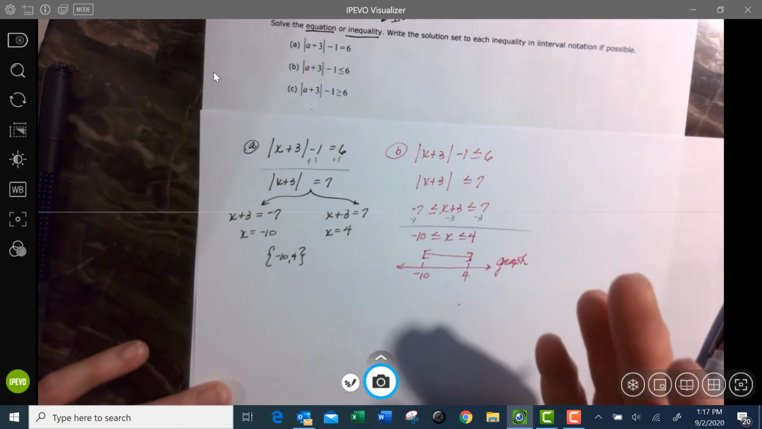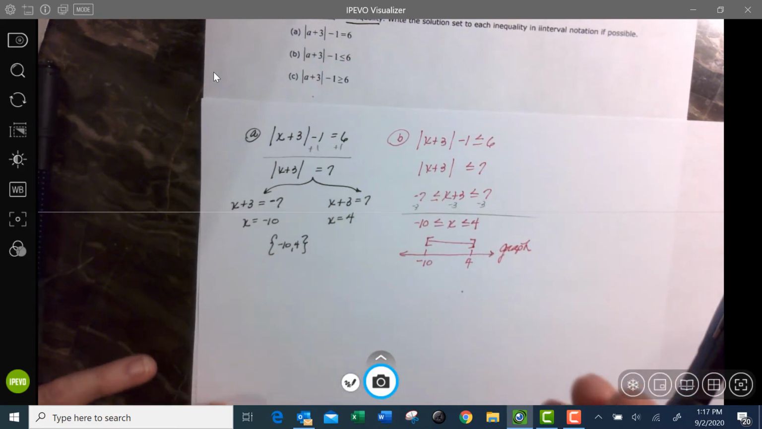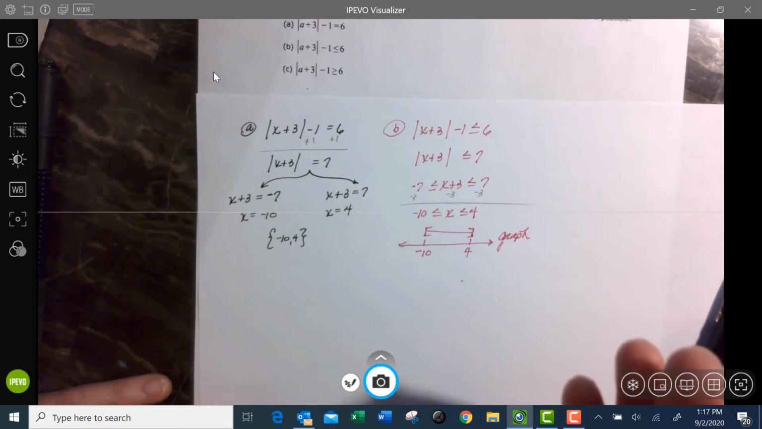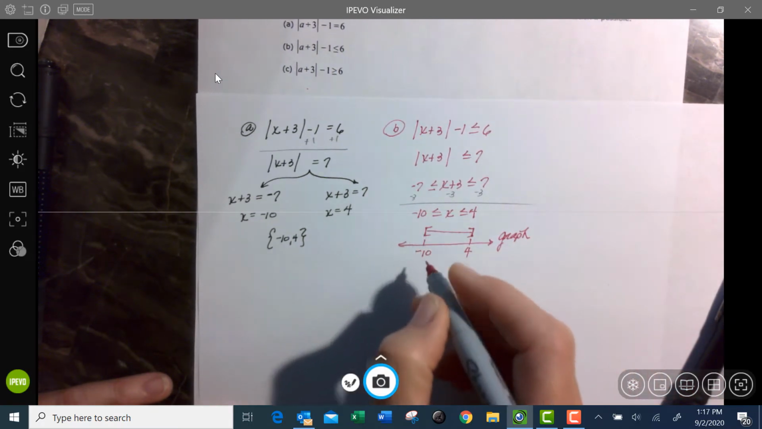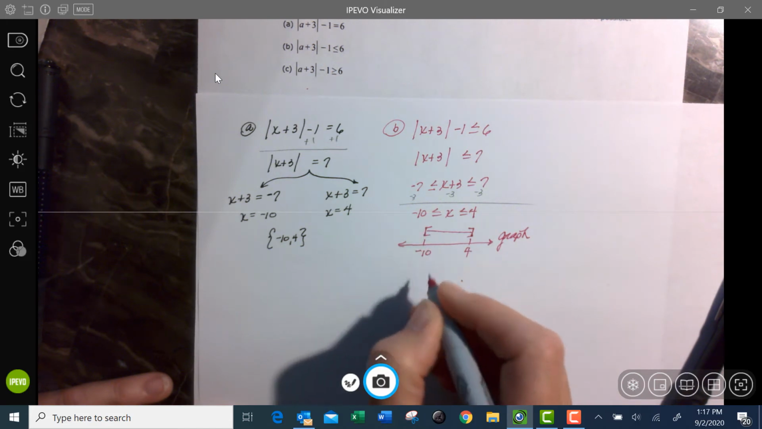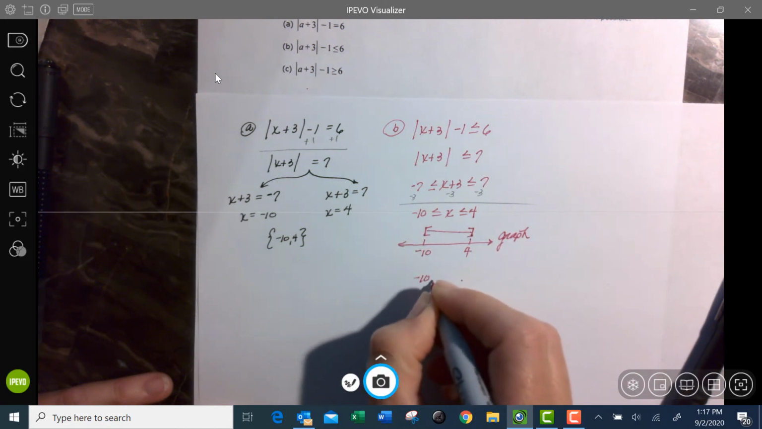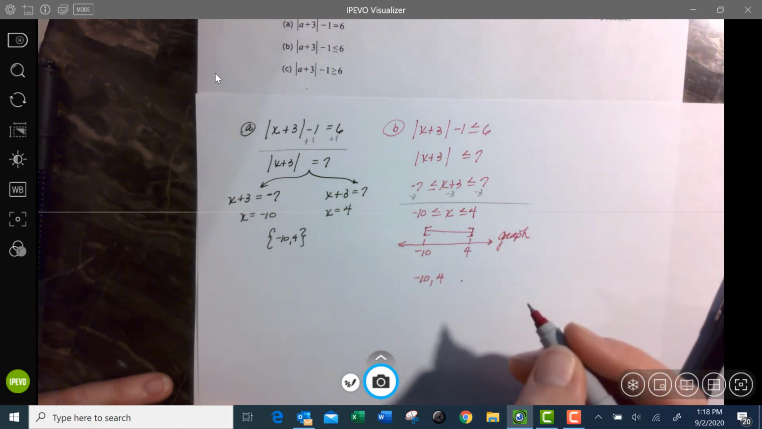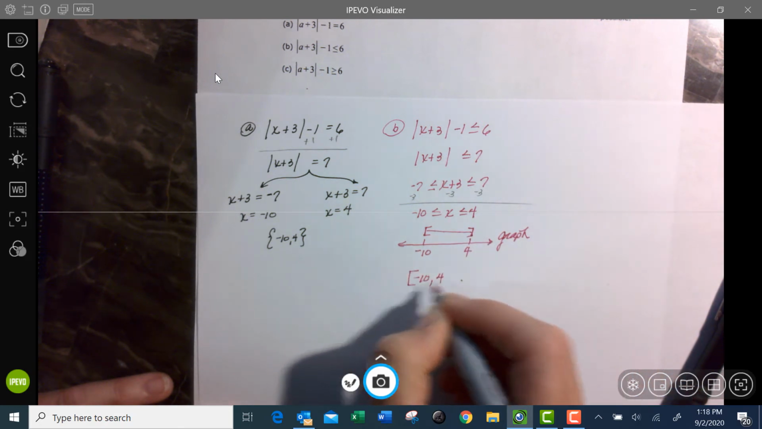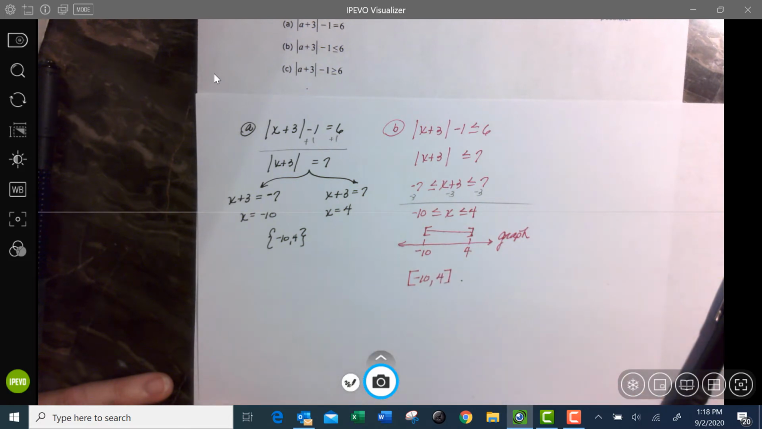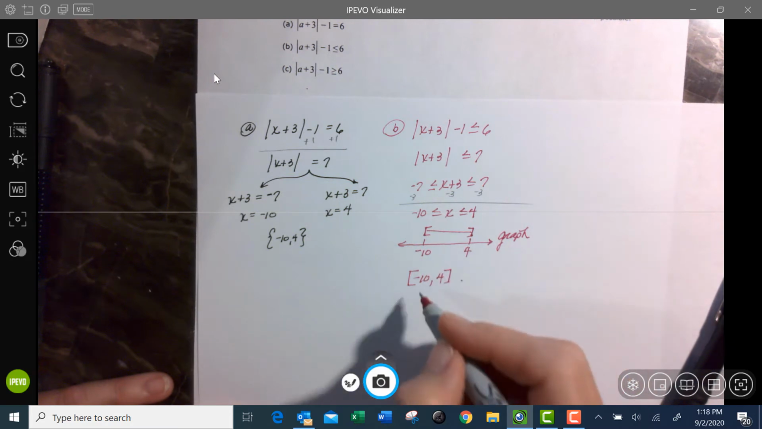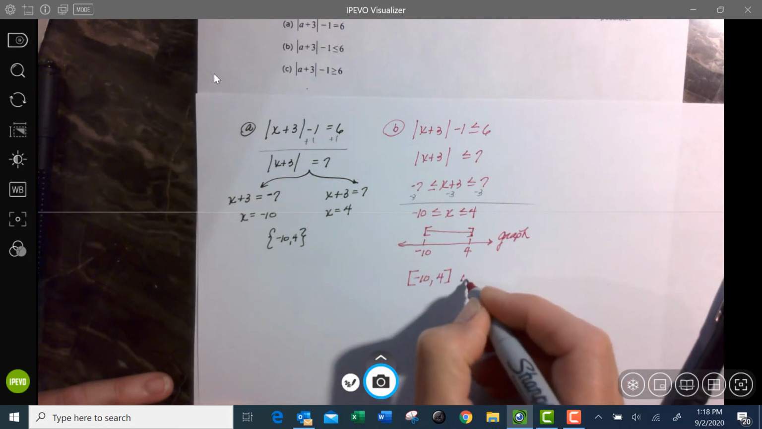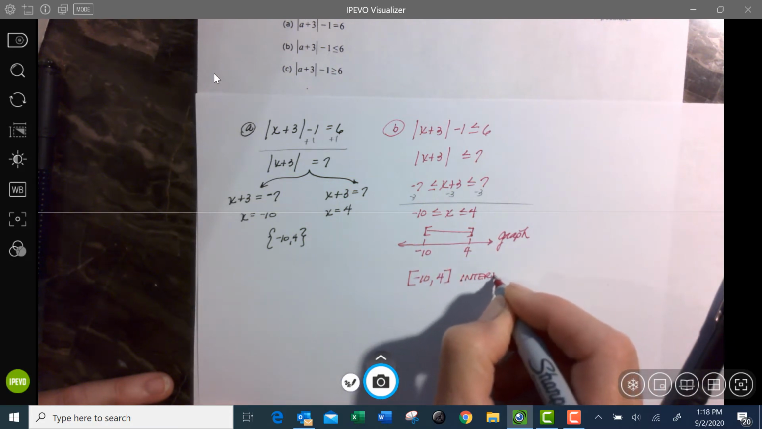Now really, most instructors and textbooks want an interval as your answer. So interval notation is to take the leftmost solution value, which is a -10, comma, the rightmost solution value, which is 4, with a comma between them, and then the square brackets to indicate you use the -10 and the 4 as solutions. So these are your numerous solutions written in interval notation.